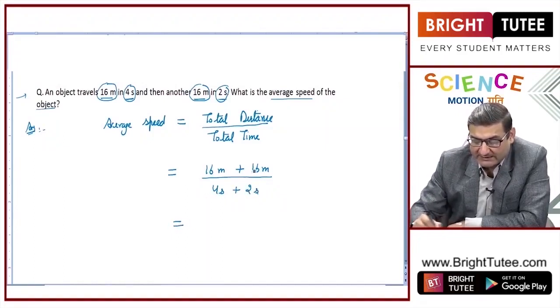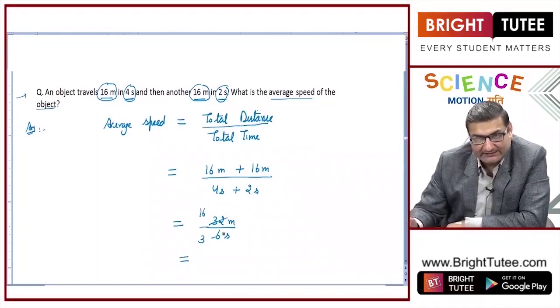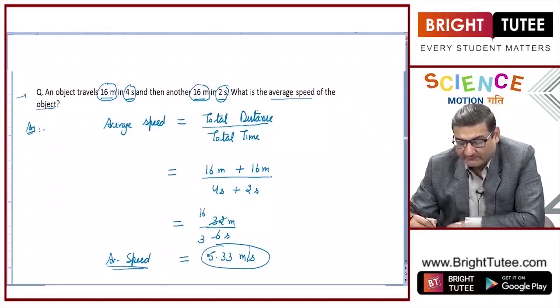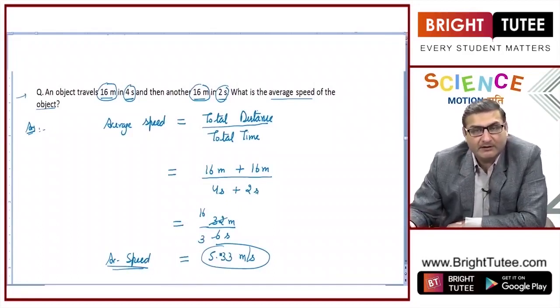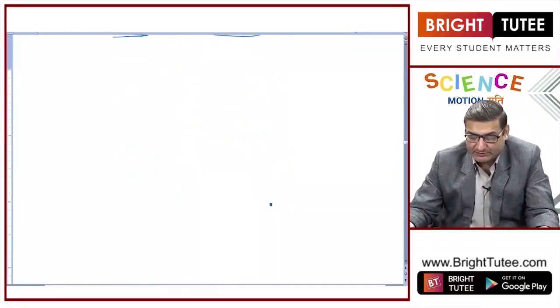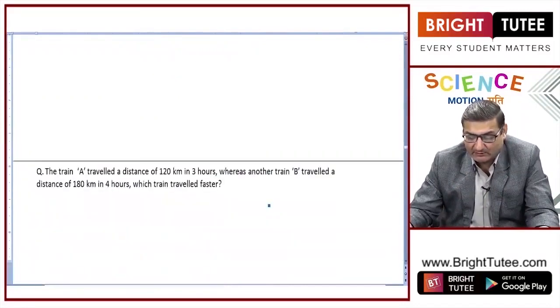So, this comes out to be 16 plus 16 is 32 meters divided by 4 plus 2 is 6 seconds. Cancelling it out, I will get 16 by 3, or then dividing it, I will get the value 5.33 meters per second. So, the average speed of this particular object comes out to be 5.33 meters per second. Got it? Fine. Let us see the next question. Here the units were simple, easy, normally given.